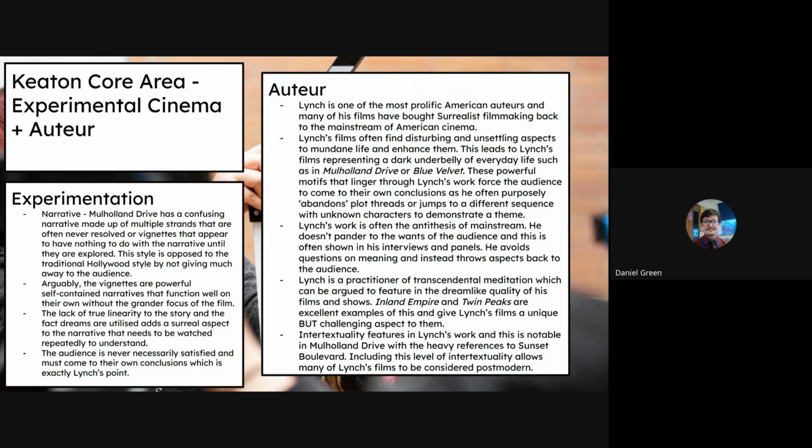And one final point I'm going to make about his auteurism is his intertextuality. So if you're not sure what postmodern cinema is, it's this idea of moving away from modernism. Whereas modernism was all about changing and adapting and coming up with new ideas, postmodernism was more about drawing upon those past ideas and those past concepts, for example, like surrealism, and then changing it, adding a little spin on it and bringing it into the modern world. So his intertextuality of referencing films like Sunset Boulevard gives a new dimension to Mulholland Drive as it commentates on 1950s Americana, and even like golden age of Hollywood style.